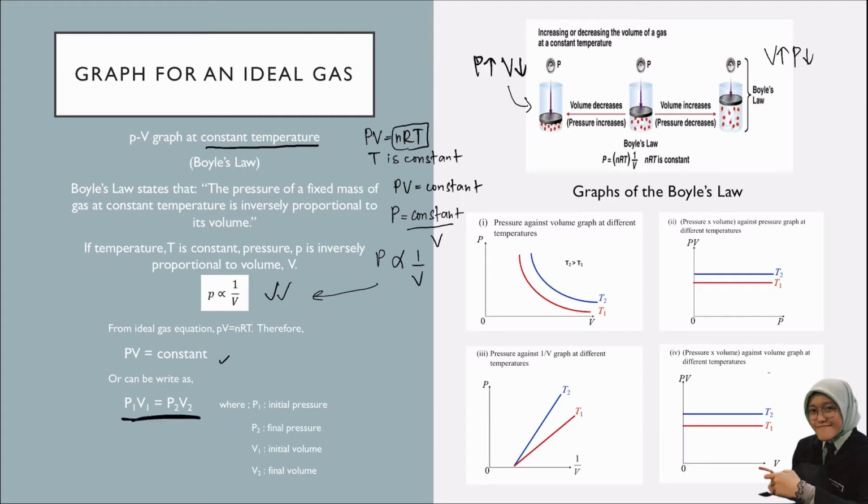So from here, we can see that nRT is constant. So next is the graph of Boyle's law. So the number one is the pressure against volume graph at different temperatures. So the curves in the graph represent different temperatures.